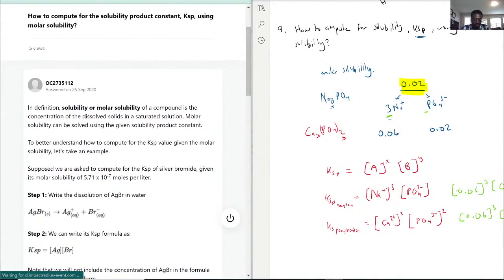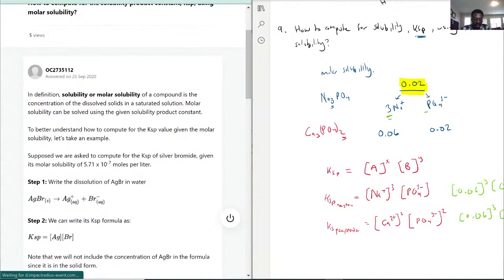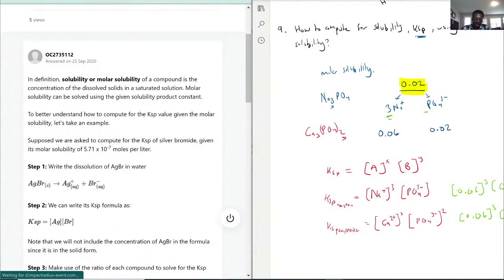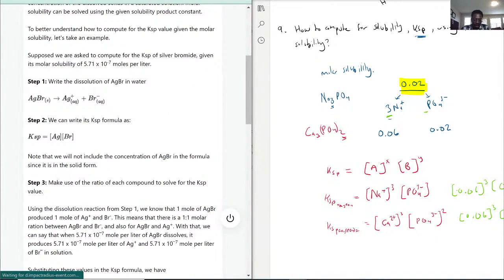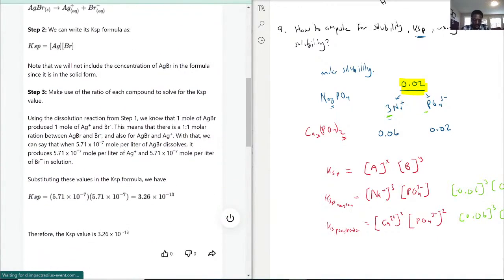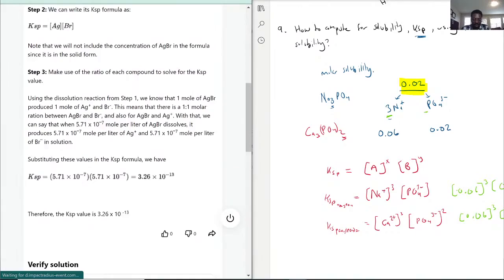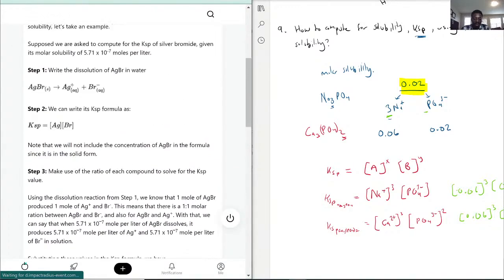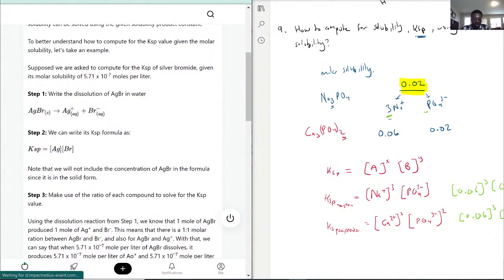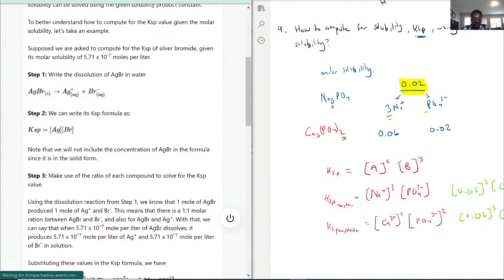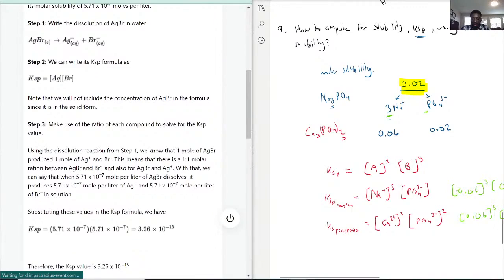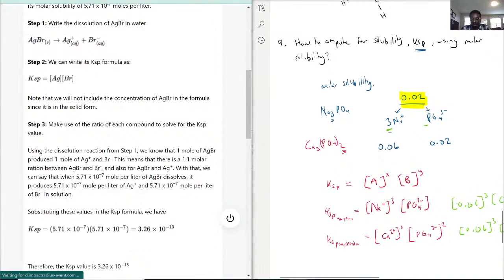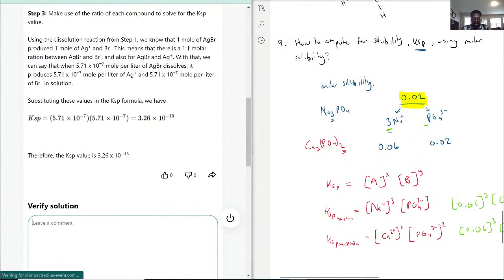Let's see how we did. They chose something easier. Silver bromide is just a 1-to-1 ratio. So if they said the molar solubility was 5.71 times 10 to the negative 7, you just multiply the number by itself: 5.71 times 10 to the negative 7 times 5.71 times 10 to the negative 7, and that would be the Ksp value you get. And they said you don't want to include the AgBr, the silver bromide itself, because it's solid. So that's what we have here as the formula, Ksp = [A]^x[B]^y. So this is correct.